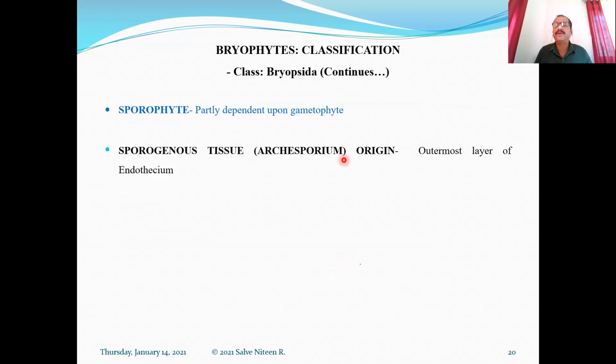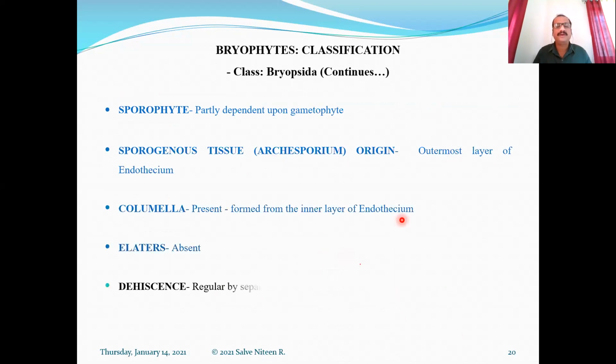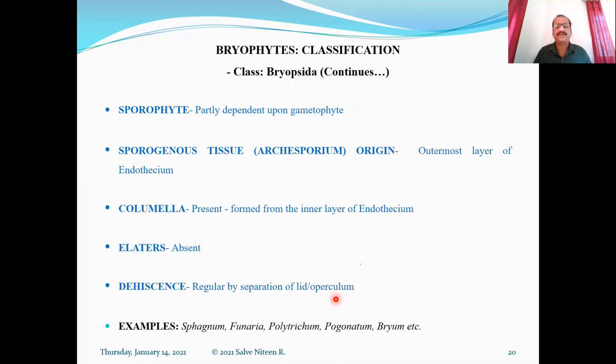Here, archesporium develops from the outermost layer of the endothecium. Columella is present here also, which develops from the inner layer of the endothecium. Elaters are totally absent. Dehiscence takes place by separation of the lid or operculum. Examples are Sphagnum, Funaria, Polytrichum, Pogonatum.